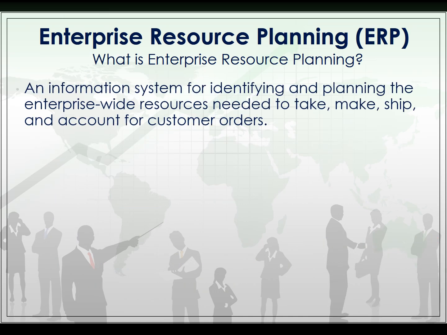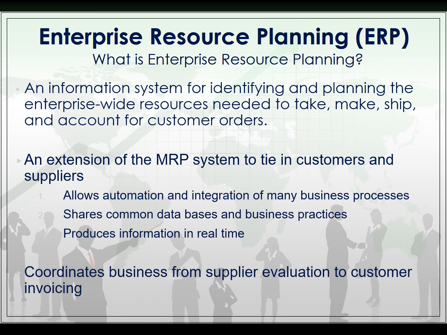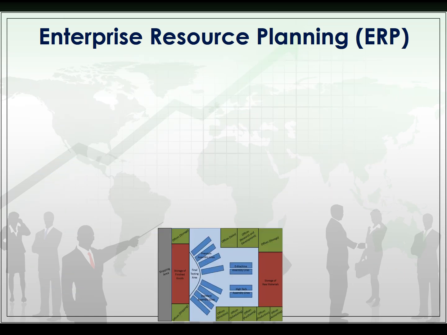Enterprise resource planning is now a popular system. It's an information system for identifying and planning the enterprise-wide resources needed to take, make, ship, and account for all customer orders. An extension of that system to tie in customers and suppliers allows automation and integration of many business processes. It shares common databases and business practices, and it produces the information in real time. It coordinates business from the supplier evaluation to customer invoicing. It's a much more pristine system.